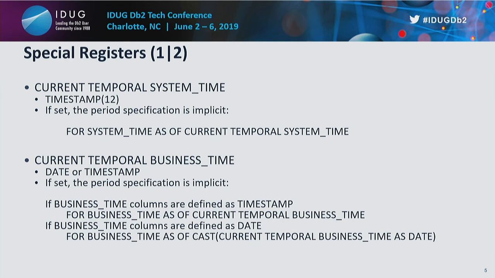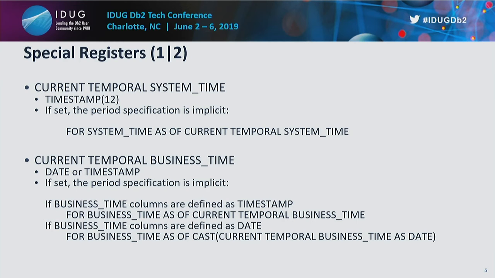Okay, so for special registers, we have 2 new special registers, which are current temporal system time and business time. Both of them are a timestamp. Your business time can be a timestamp or a date. For system time, as I did mention, it is a timestamp 12. If the default is null, that tells DB2 that it's going to use the current system timestamp whenever it queries your temporal table.